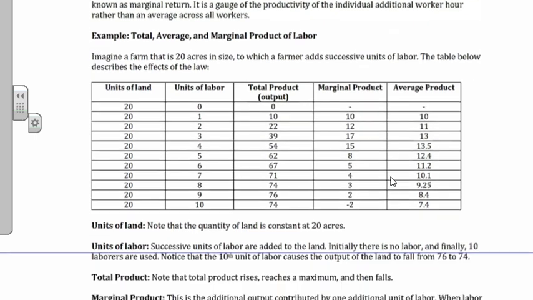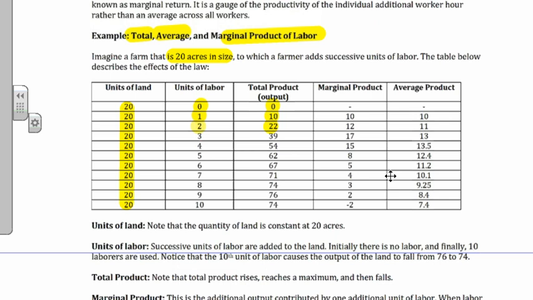We look at a nice example: total, average, and marginal products of labor. The firm's got 20 acres of land. Look over here. Remember, that stays the same. I start off with 0 units of labor. If I've got no labor, it doesn't make a difference how much land I've got. I can't produce anything. 1 laborer, I can produce 10. 2 laborers, 22. Now you can see already that there's been an increase.